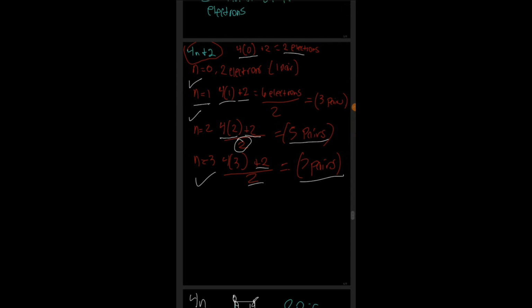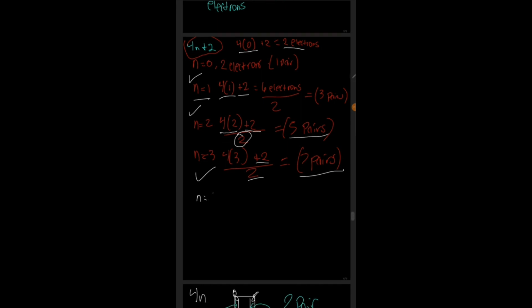What if we do n equals 4? So we do 4 times 4. It's 16. Plus 2, 18. 18 divided by 2 is 9 pairs. Aromatic, odd number, boom.